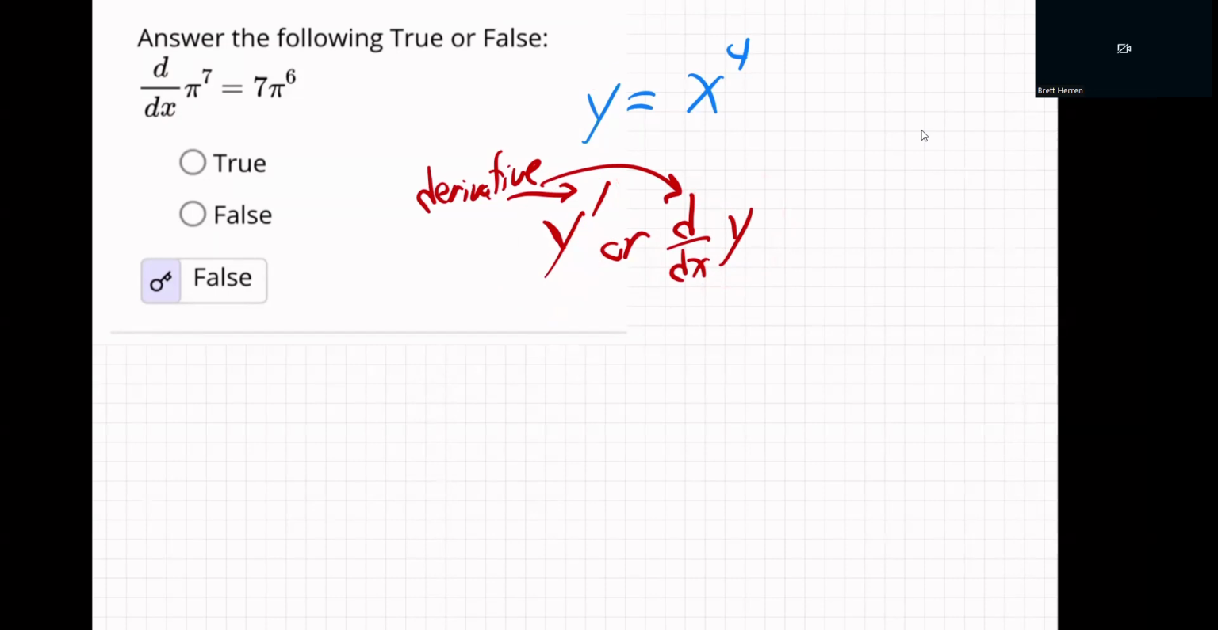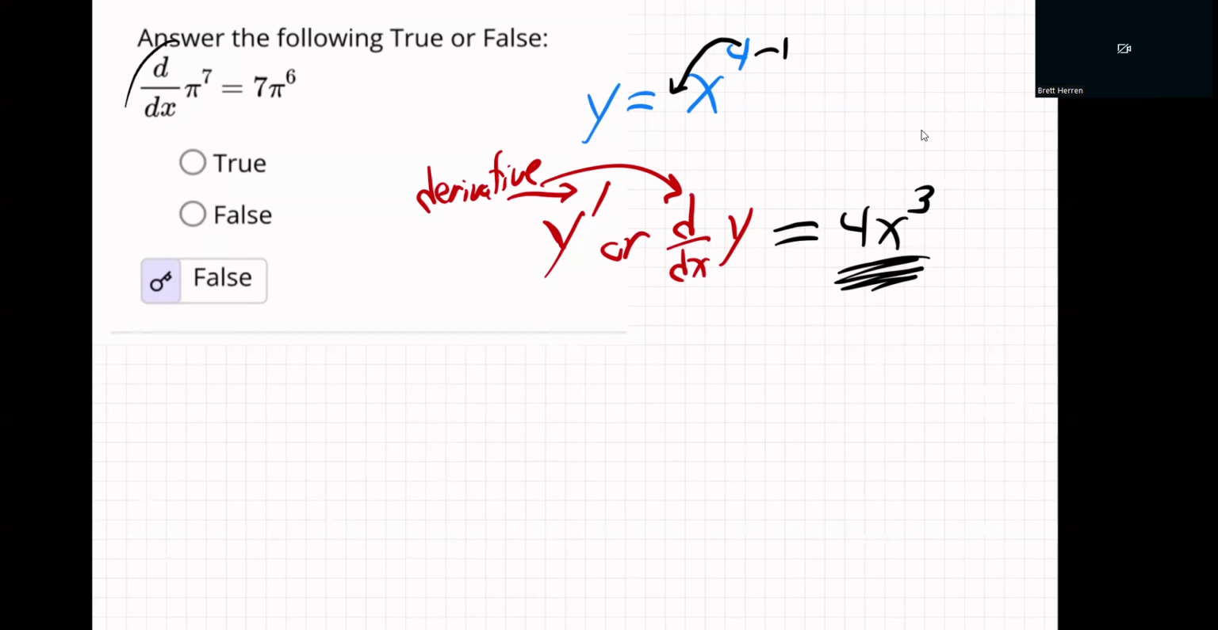And what's the answer? What's the rule? The rule is you just take whatever power you have there, you bring it down to the front, and then you subtract one from it. So it's 4x to the third. That's the rule for x. That's the rule for any variable x.